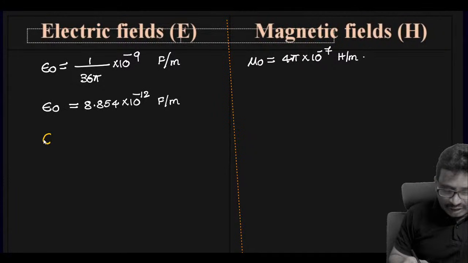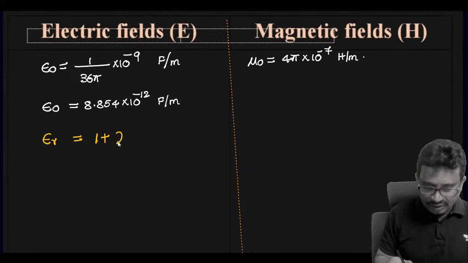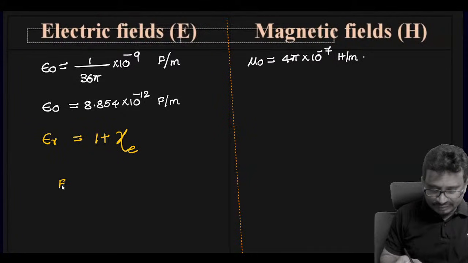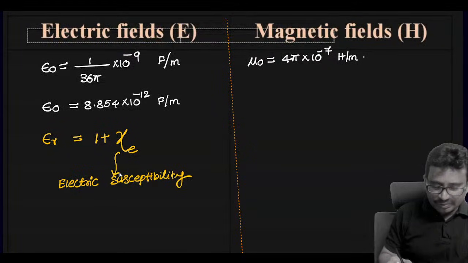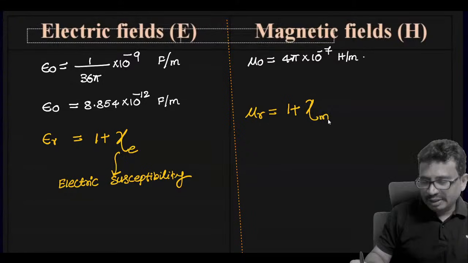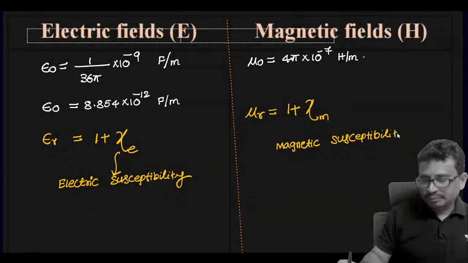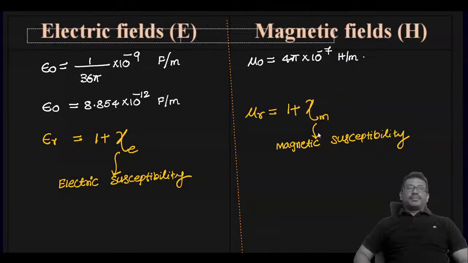Here in general, this epsilon r, the relative permittivity, is equal to 1 plus chi, where this chi is called the electric susceptibility. And similar to that, mu r is given as 1 plus chi m, where this is called the magnetic susceptibility. Electric susceptibility and magnetic susceptibility.